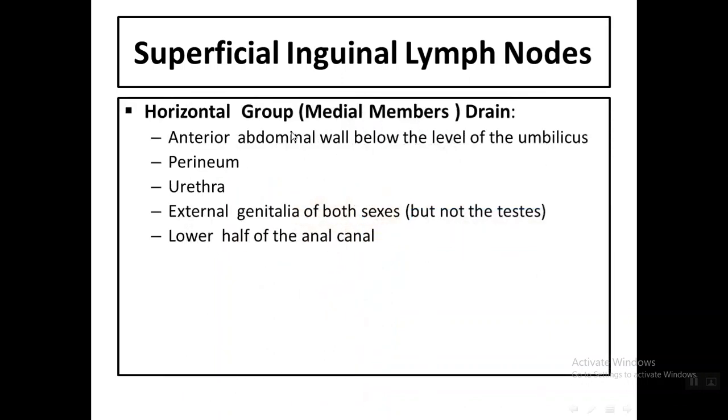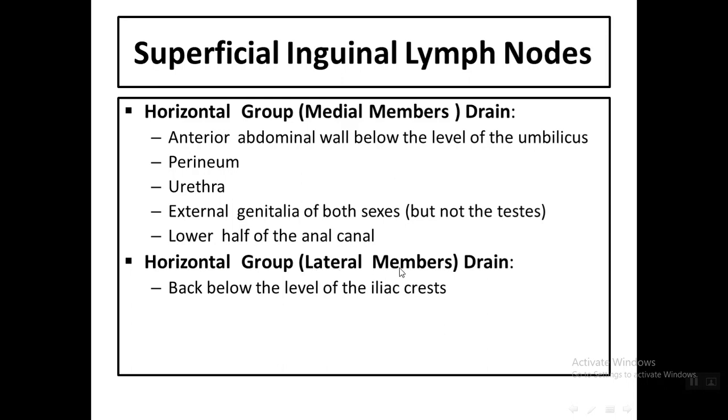We will see that the horizontal group, the medial members, drain the anterior abdominal wall below the level of the umbilicus, the perineum, the urethra, and the external genitalia of both sexes but not the testis, and the lower half of the anal canal. So from this area the lymph will drain to the medial members of the horizontal group of superficial inguinal lymph nodes.